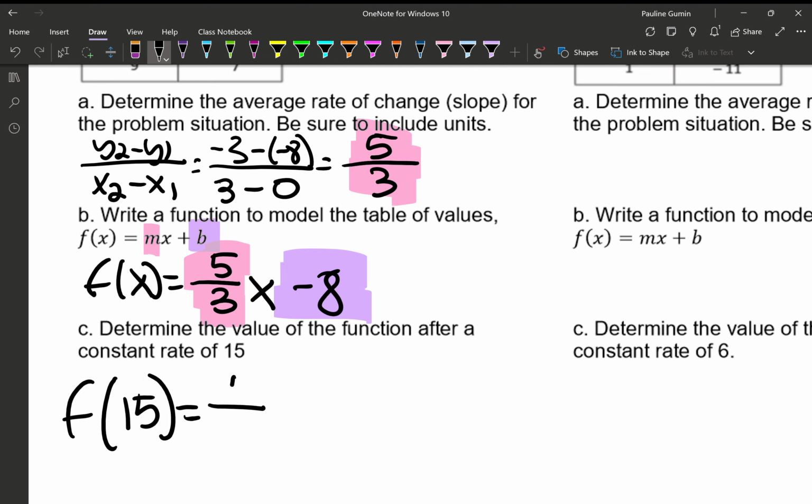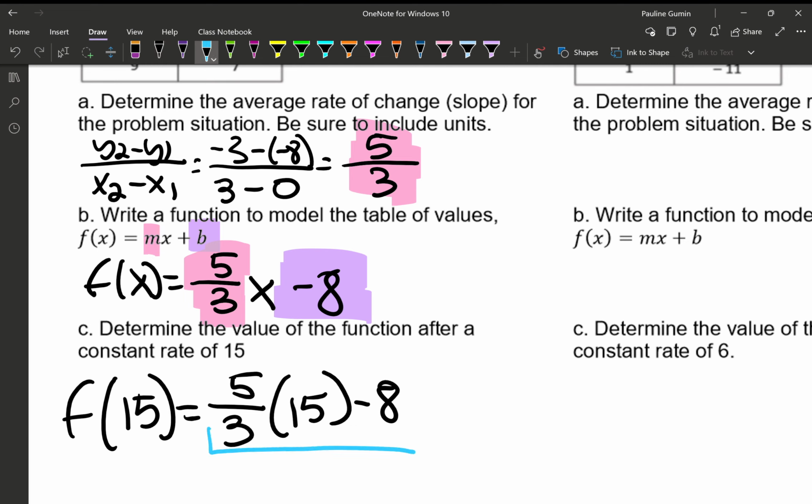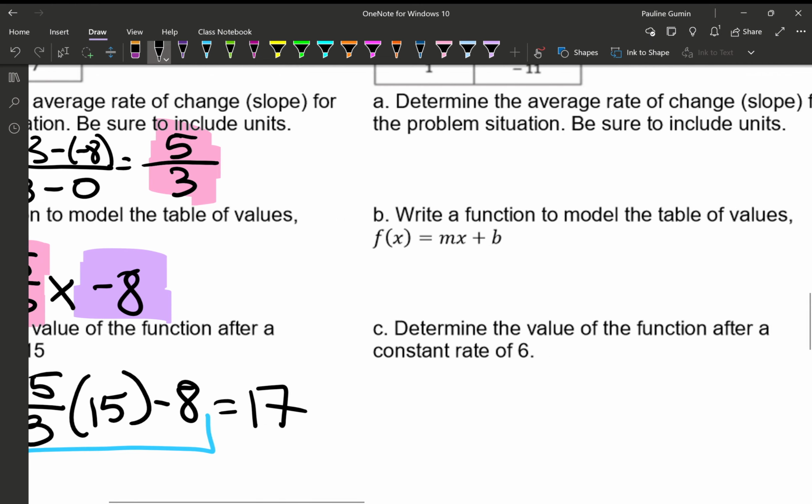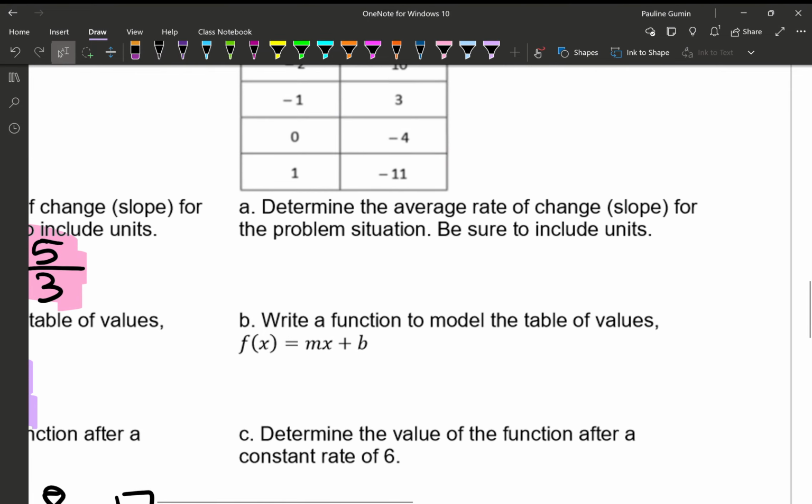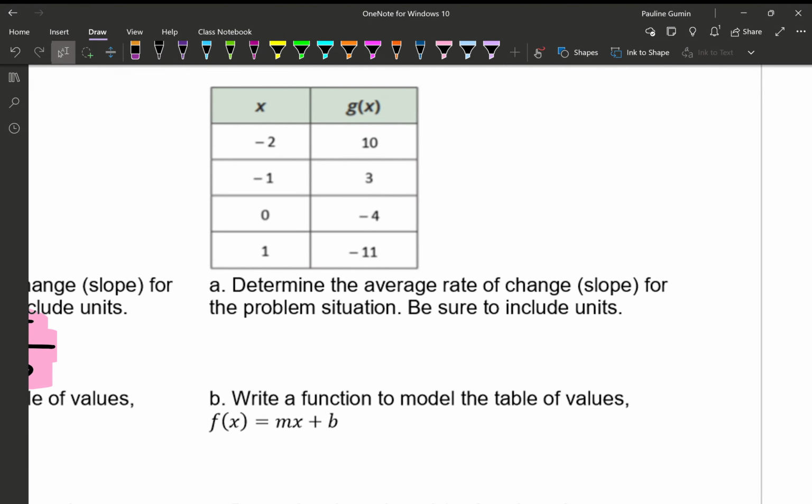That means we're taking 15 and we're plugging it into our function. I highly suggest doing this in your calculator. However, 5/3 times 15 is 25. 25 minus 8 is 17. I am a calculator.